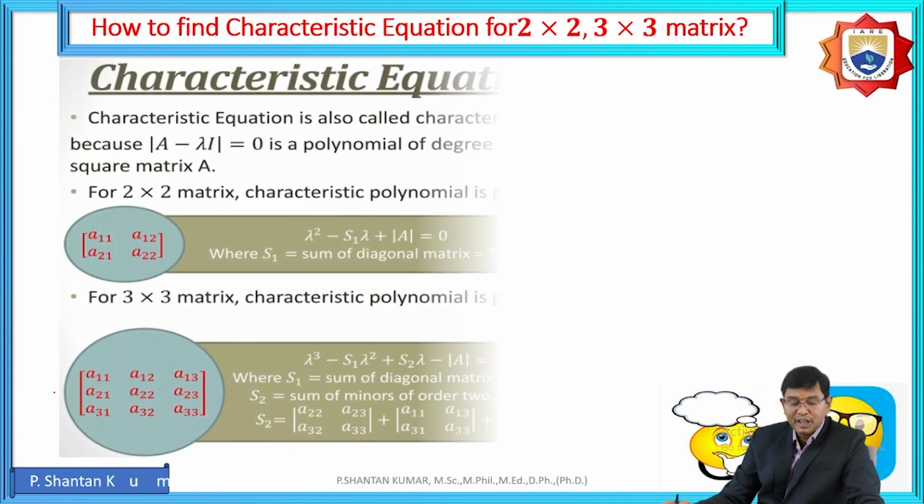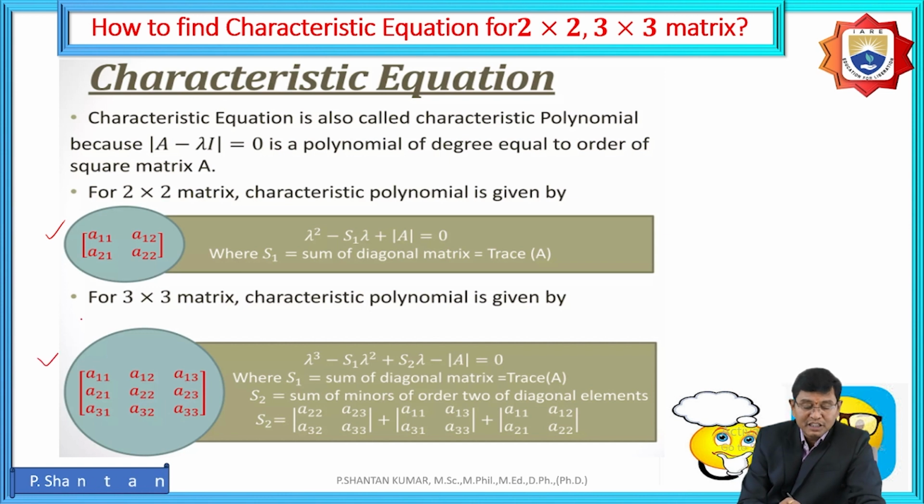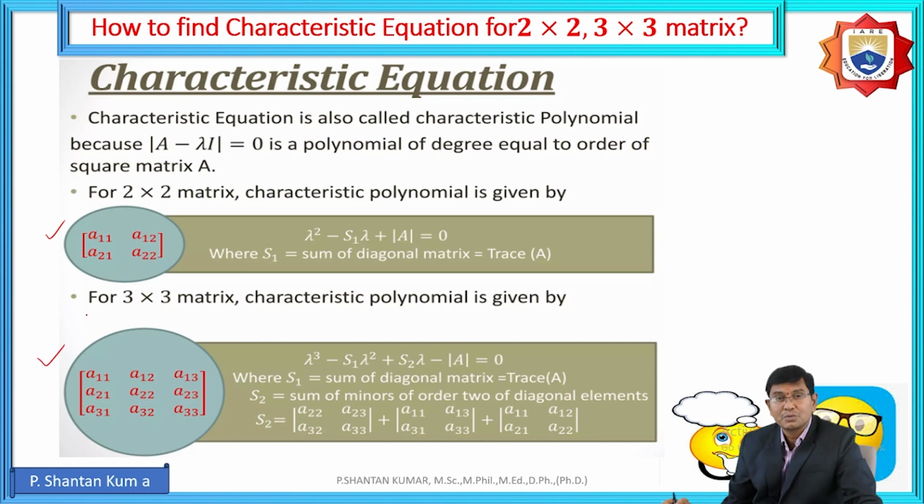For example, while we are finding the characteristic equation with the help of the determinant, we need to remember these two cases, based upon the 2 by 2 and the 3 by 3. The 2 by 2 matrix is A11, A12, A21, A22, and similarly the 3 by 3 is A11, A12, A13, A21, A22, A23, A31, A32, A33.